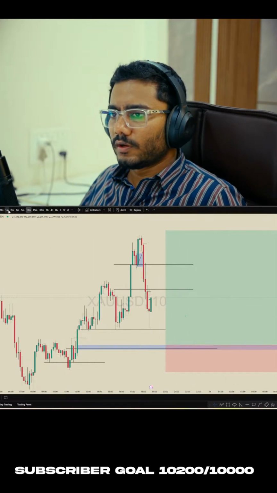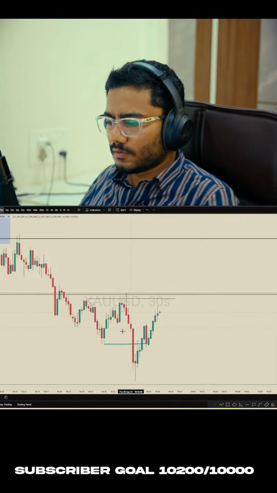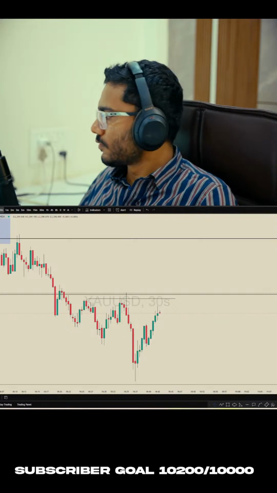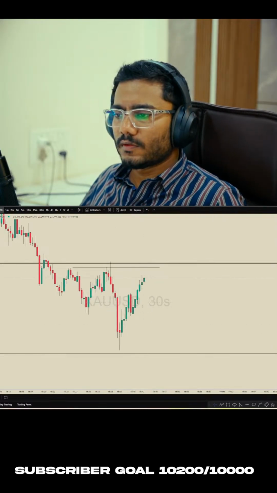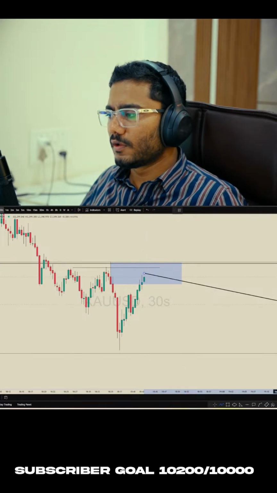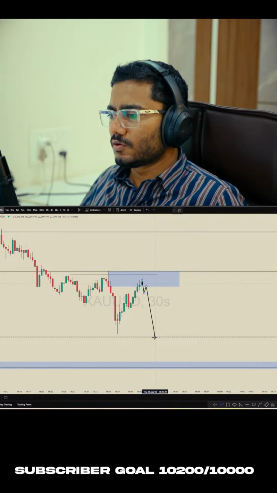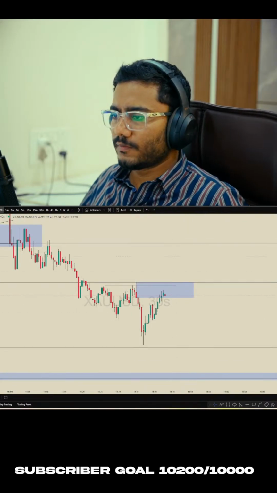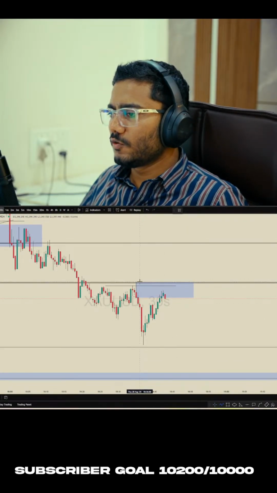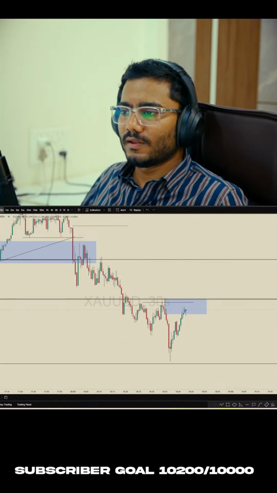So if we look at gold right now, we have this order block which took out the liquidity. So if price continues to the downside, if this breaks and continues to the downside, then we can look for a sell side entry, like very short, small risk. But if this breaks, then because this is an inducement, we look for a continuation after this to the upside, something like this.